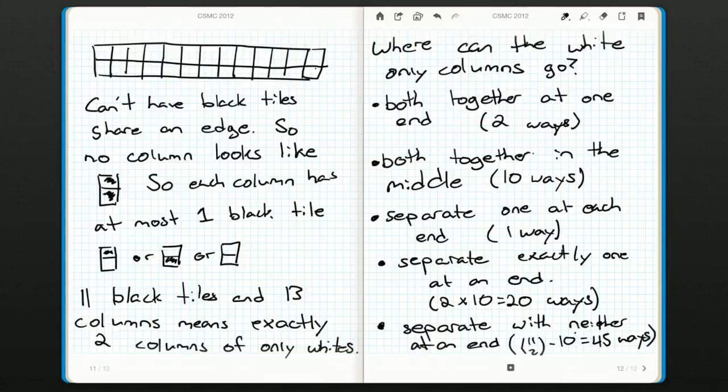Okay. So these are the places that the white columns can go that are distinct. We haven't counted any different way of the white columns behaving. We haven't counted anything twice. But you might be wondering, okay, why did you separate them this way?